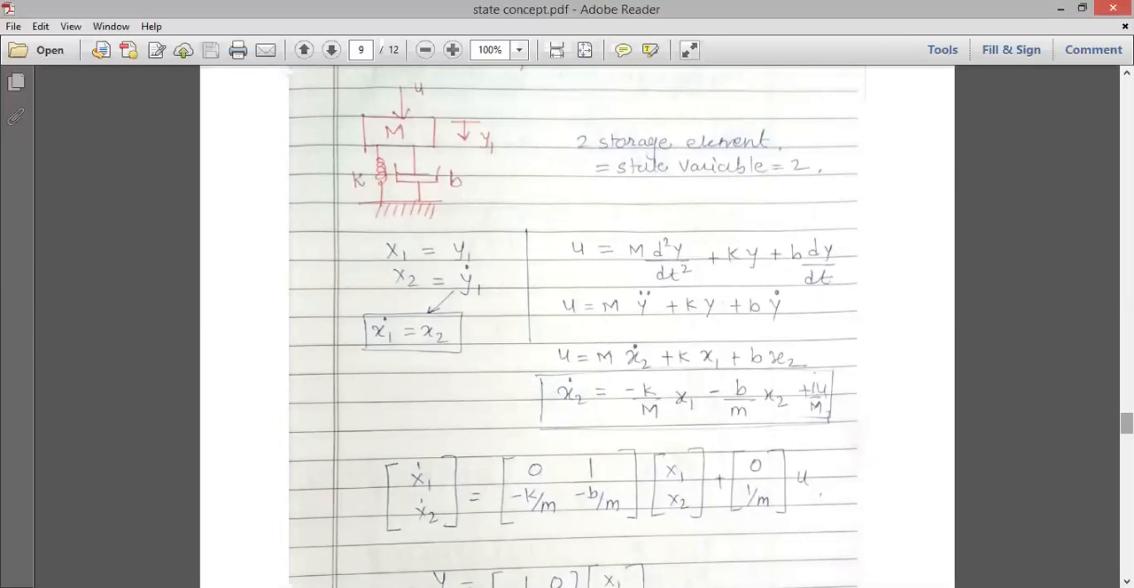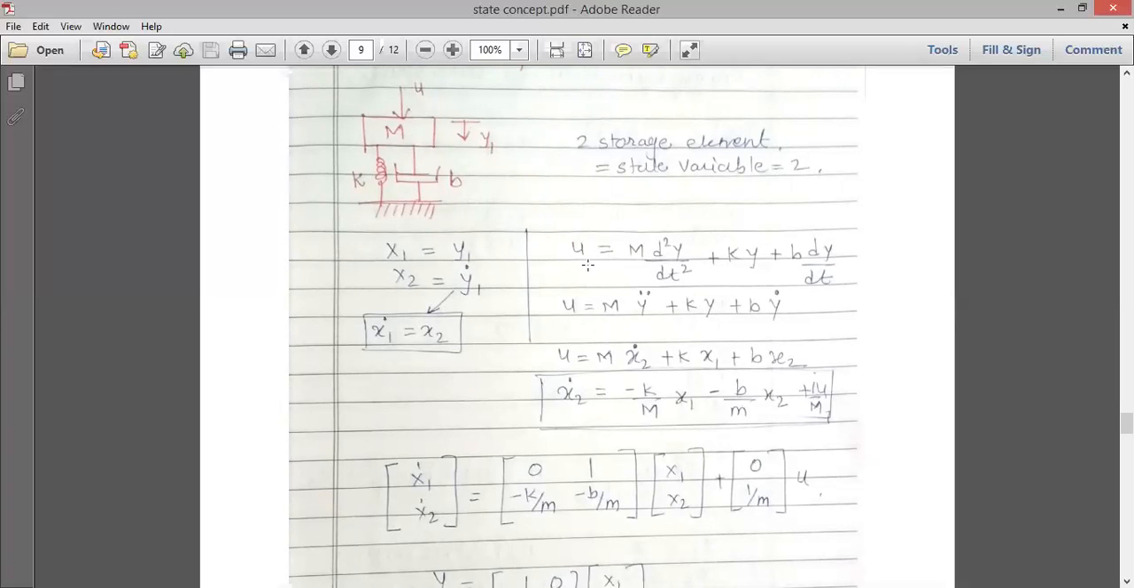So x1 is equal to y1, and for the second variable we have only one displacement, so the second variable will be the derivative of the first variable. It means x2 is the velocity. So x1 dot is equal to x2. Now, find the mathematical differential equation for the given arrangement.